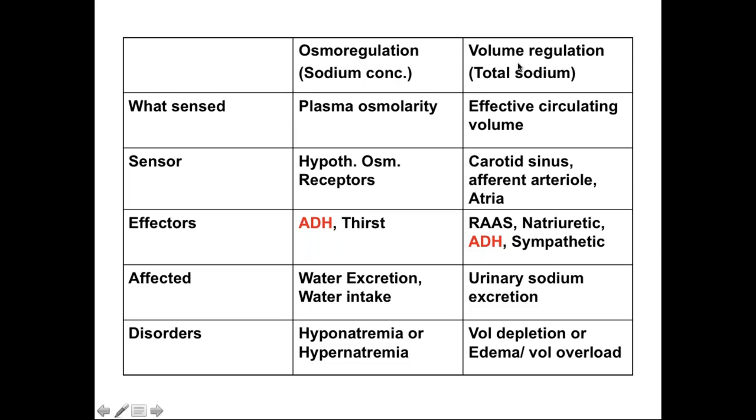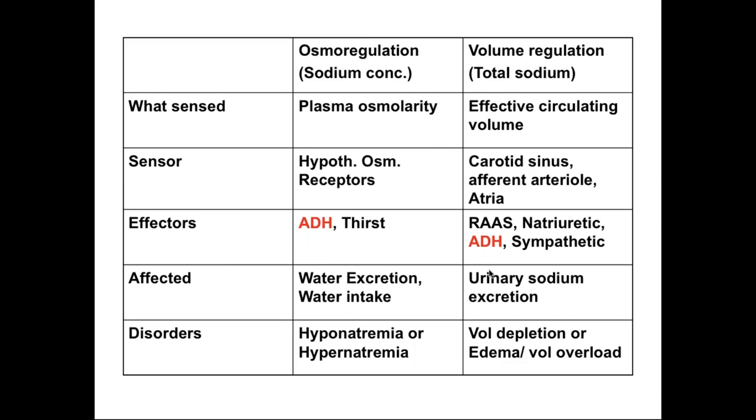In contrast, volume regulation, which reflects the total sodium in the body, is sensed as effective circulating volume at the carotid sinus, the afferent arteriole, and the atria. The effectors are the renin-angiotensin-aldosterone system, the natriuretic peptide, ADH, and the sympathetics. What is affected is urinary sodium excretion, and the disorders of volume regulation are volume depletion and volume overload. These are sodium problems rather than water problems.